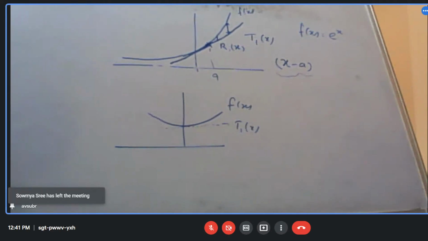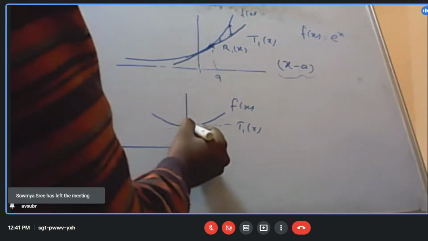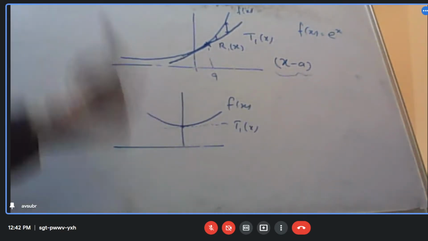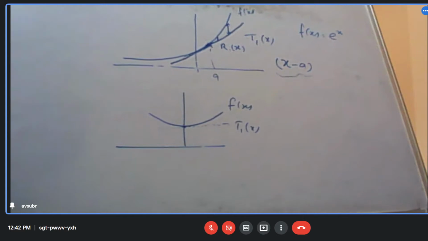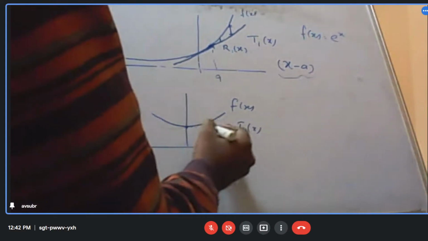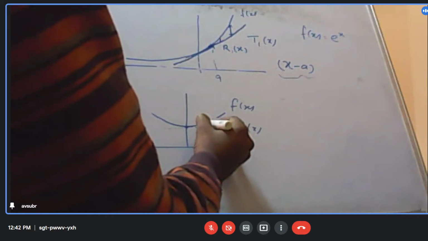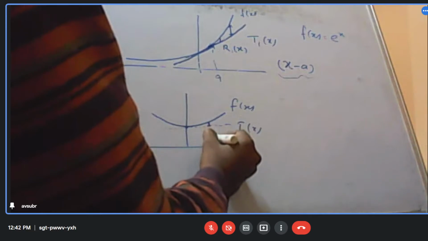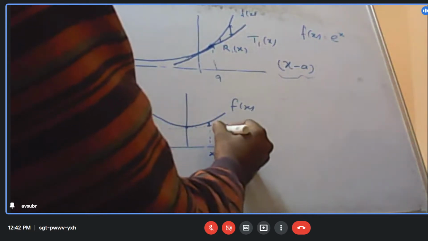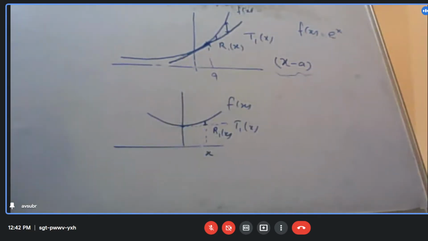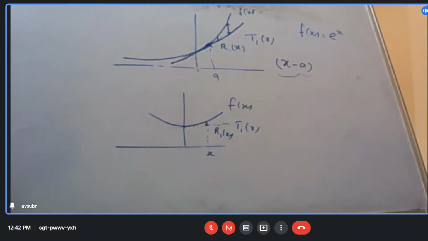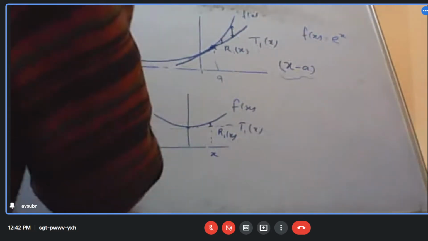Now what I see is that as I move away from some point x equal to a, or in this case I have taken 0, it doesn't matter, a could be 0 also. It's not a problem. So now you just see that if I choose some point x, what is the error? R1, that remainder, is the error. Whatever is left out is our error.